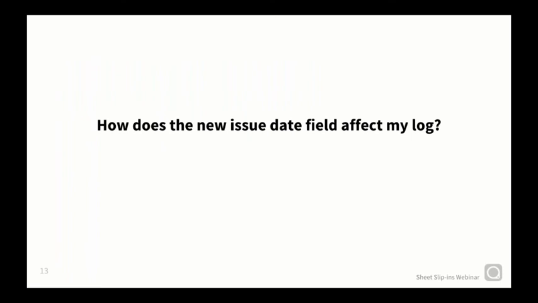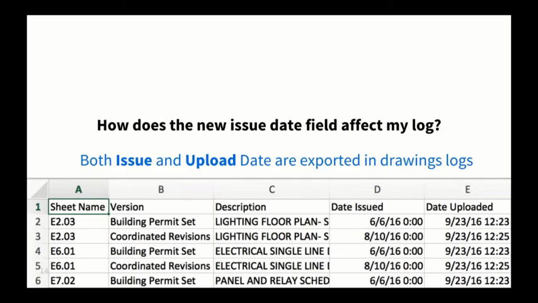Some questions. So how does the new issue date affect my drawing logs? Now in your drawing log, you'll have the same sheet name, version, description, but you'll also have the date issued. So when you assign an issue date to a version, that's also going to populate in all of your drawing logs. No need to have a separate drawing log that you update on the side. PlanGrid will now give you all of the basic information that you need to have your own drawing log updated.